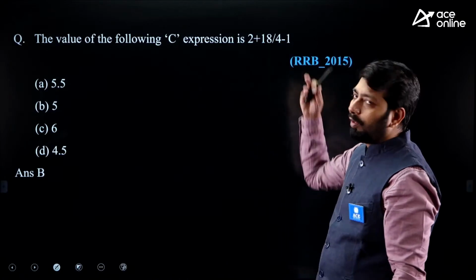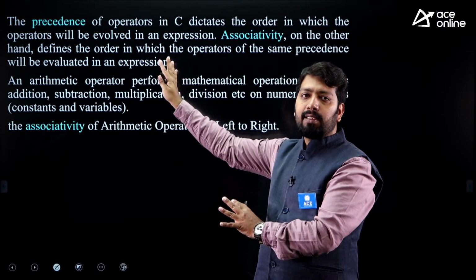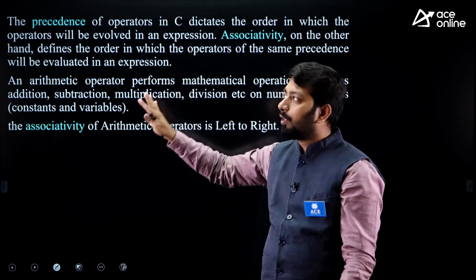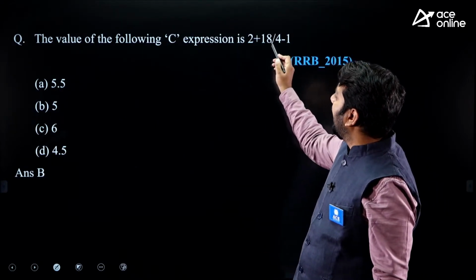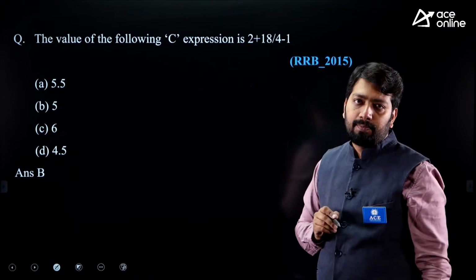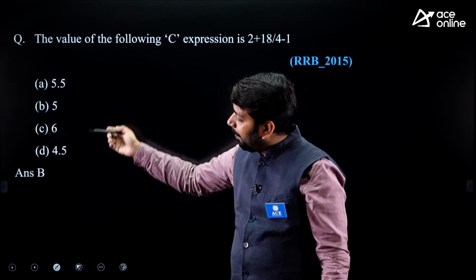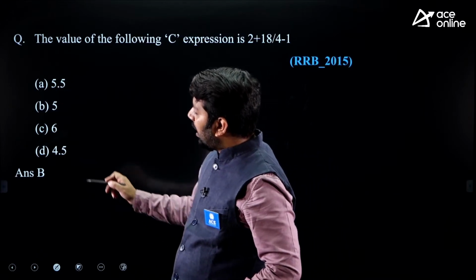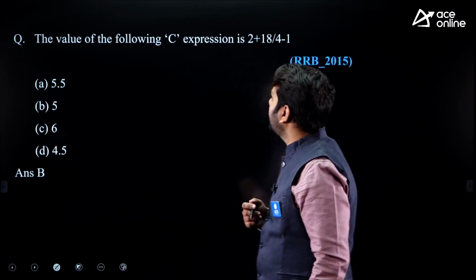Fine. Now let's solve this expression. Look, we just studied this concept based on our previous question, and now based on this concept we are going to solve the next one. 2 plus 18 divided by 4 minus 1. Tell me what is the answer? Many of you might be thinking, sir, why did you write answer 5? Why not an answer in a point?